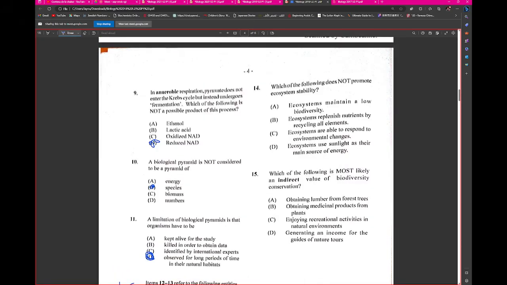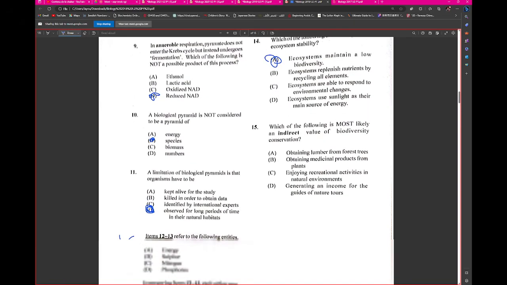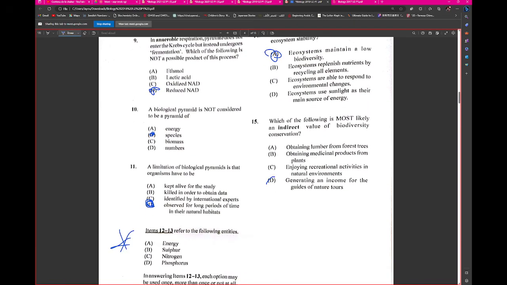Let's look at this. Which of the following does not promote ecosystem stability? So for number 14, I would say A. Ecosystems maintain low biodiversity. The indirect one now, we're saying that this would be enjoying recreational activities more so than the other one. That's what we discussed earlier. Saying that these three would be material in nature, but this would be therapeutic.